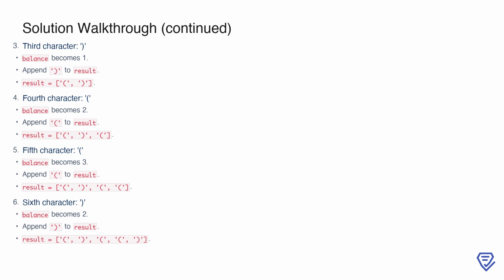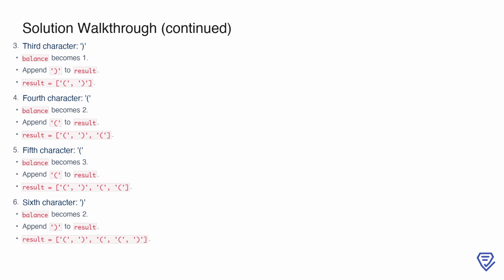The third character is a closing parenthesis. Decreasing the balance to 1 indicates that this parenthesis is part of the inner layer, so we append it to result. Now, the result becomes an opening and closing pair. The fourth character is an opening parenthesis, which increases the balance to 2. Since balance is greater than 1, we append this parenthesis to result. The fifth character is another opening parenthesis, which increases the balance to 3. This indicates a deeper level of nesting, so we append this parenthesis to result as well.